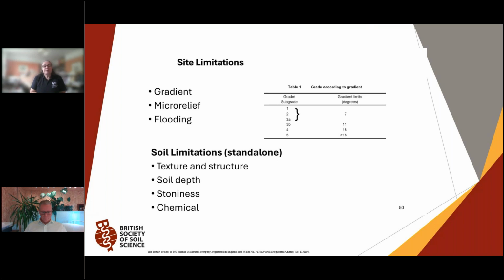Then soil limitations. The soil can have a significant impact on the types of crops that can be grown, and these are soil texture and structure, the depth, the stoniness and the chemical content of the soils.